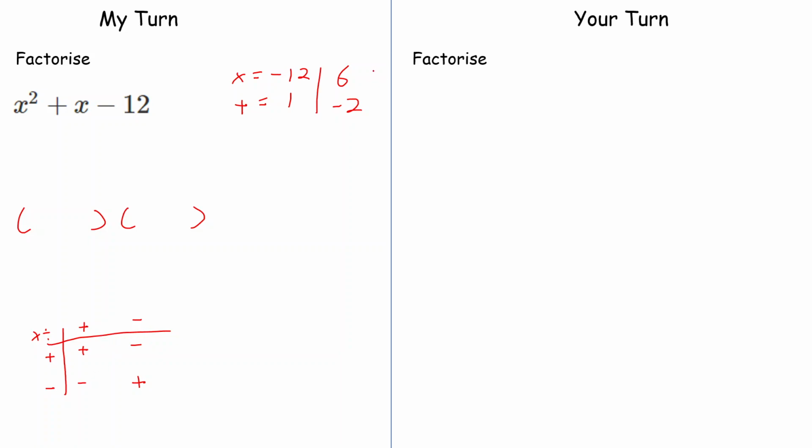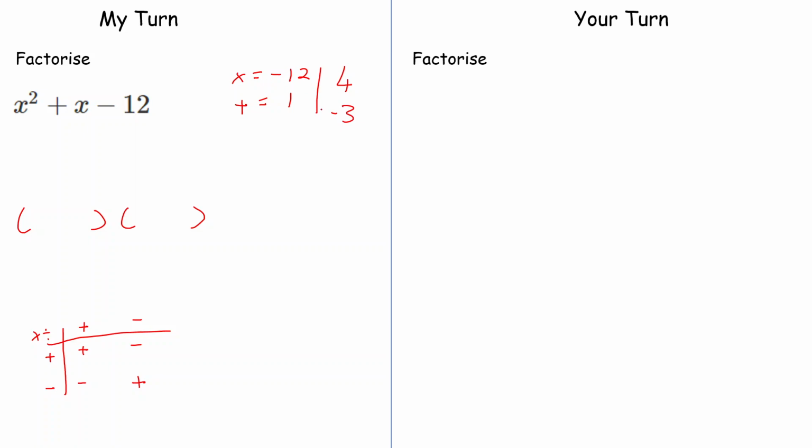So 6 times negative 2, it is minus 12, but 6 add negative 2 is 4, not 1. We're not even close to 1, so that unfortunately is not a good combination. So let's try something else. Let's perhaps try 4 and negative 3.